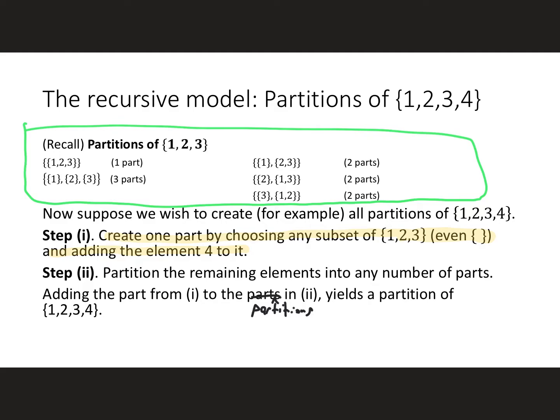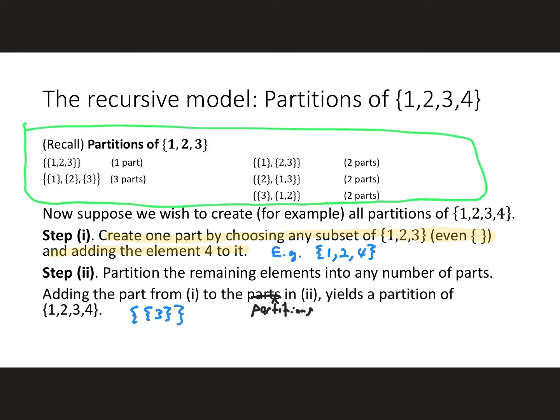So if 1, 2 is picked, then this is referring to making this part. I'm going to take any subset of 1, 2, 3, and then add the 4 to it. So that's going to be one part of my partition. The rest of the partition has to be made by partitioning up whatever numbers I didn't use. In this case, the only number I didn't use was the number 3, and so I would be building a partition of the set with just 3 in it. And there's only one option for that. This would be a partition of the remaining elements.